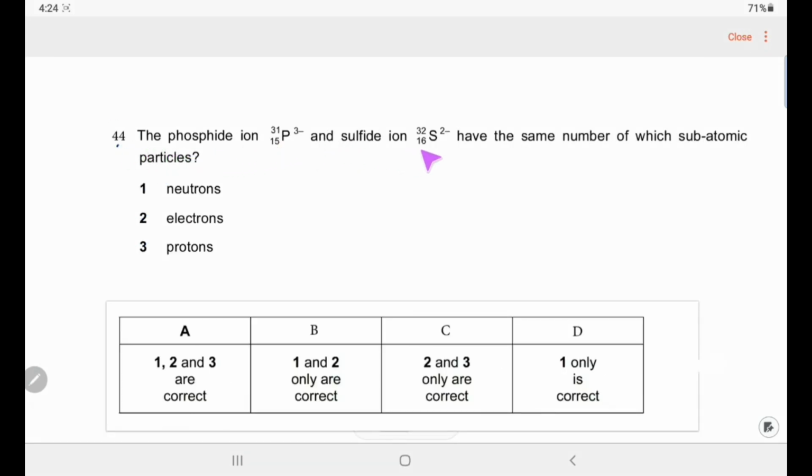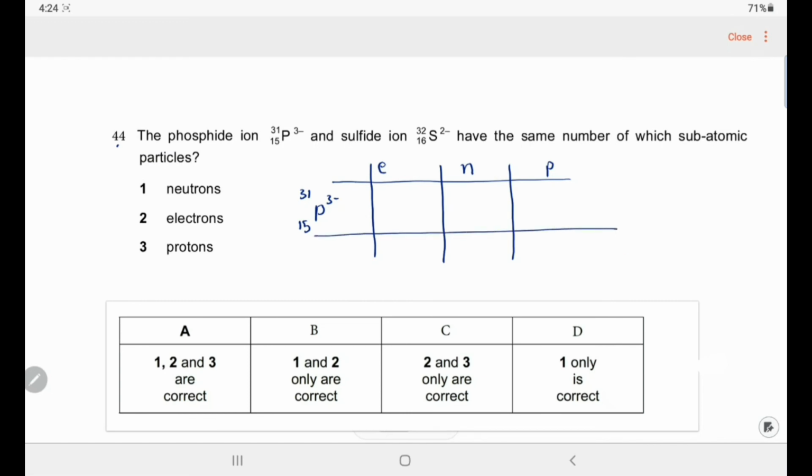The phosphide ion and the sulfide ion have the same number of which subatomic particle? Neutrons, electrons, or protons? So let's see, find the electrons and protons. E for electrons, N for neutrons, and P for protons. With the help of this table, this is phosphorus, 31 and 15, and 3 minus. Total electrons, phosphorus has 15 electrons of its own and 3 gained by it, a total of 18 electrons in it. Neutrons, 31 minus 15, that is mass number minus atomic number. So we are getting 16. Protons, 15, straightforward, its atomic number.